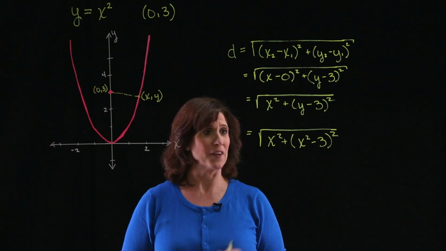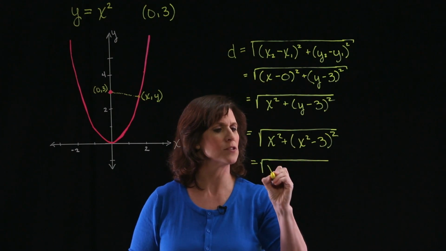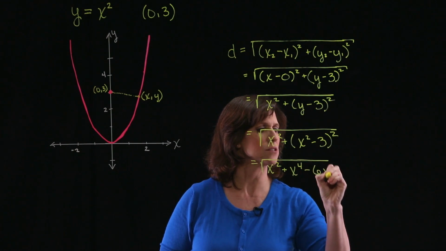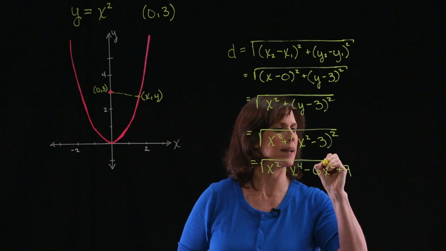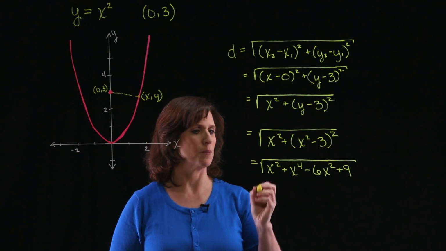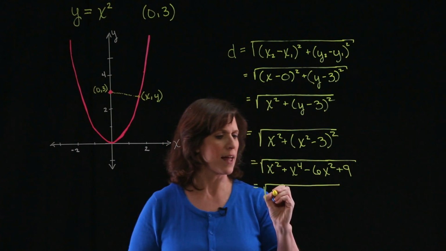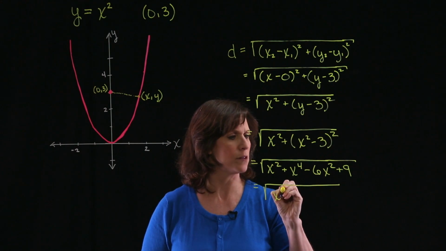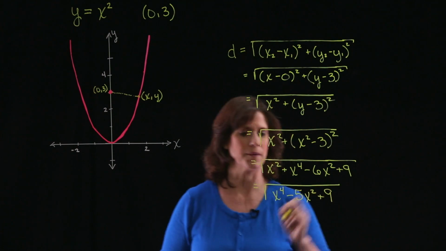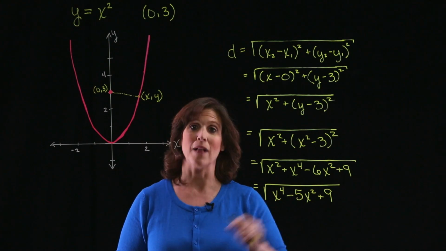And at this point there'll be some more simplification that I can do. So I'll write this as the square root of x squared plus x to the 4th minus 6x squared plus 9. That's just using FOIL on that x squared minus 3 quantity squared piece. And now I can simplify even further till I have the square root of x to the 4th minus 5x squared plus 9. Okay, I have my function as a function of a single variable x.